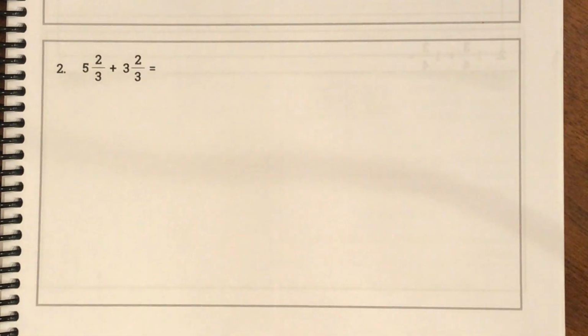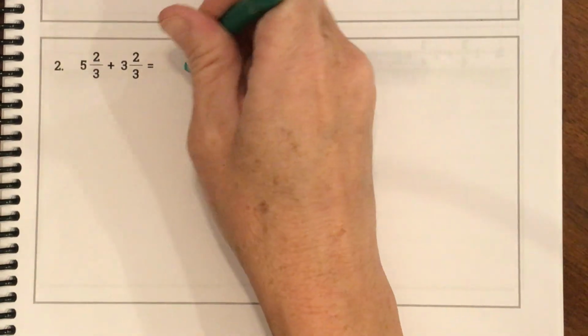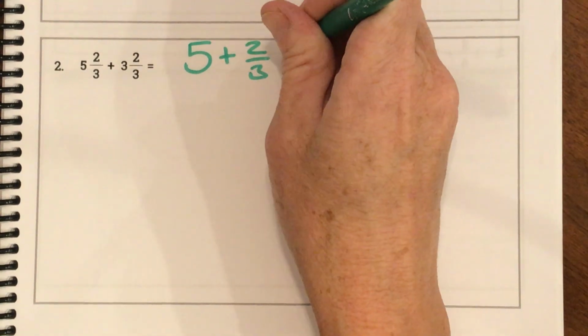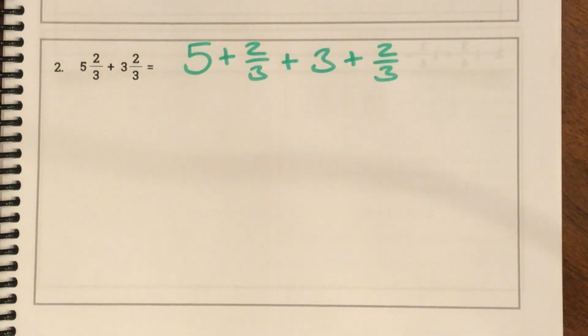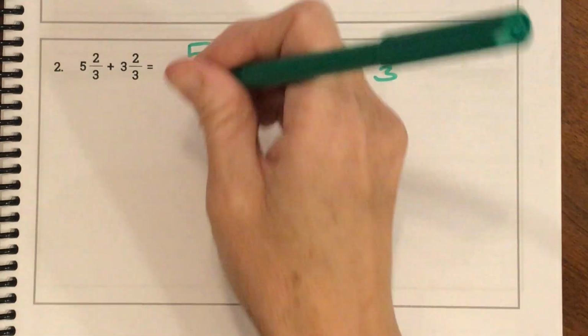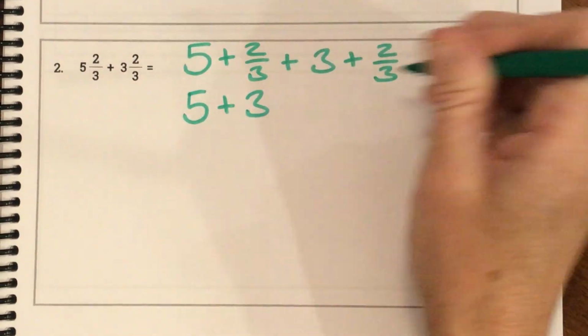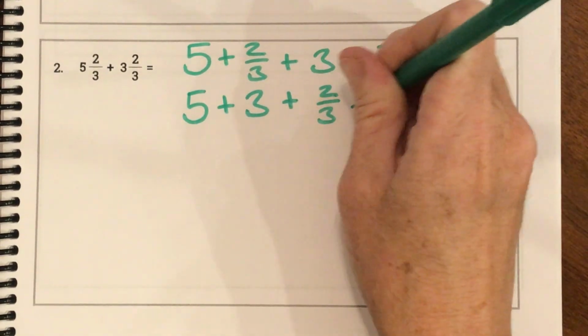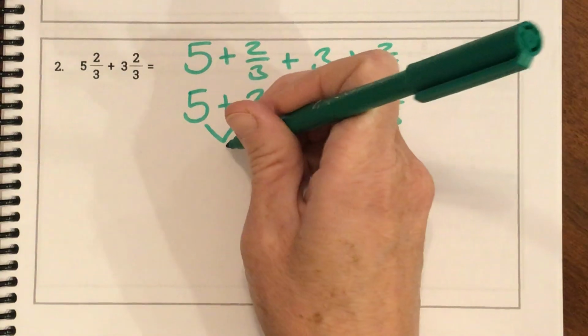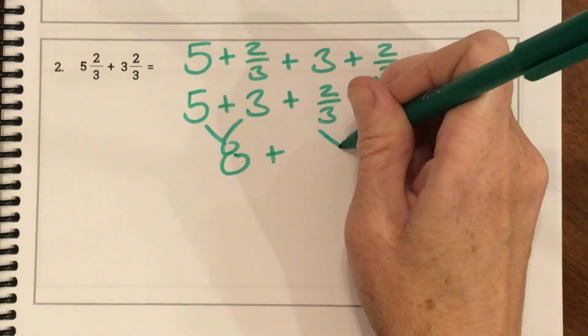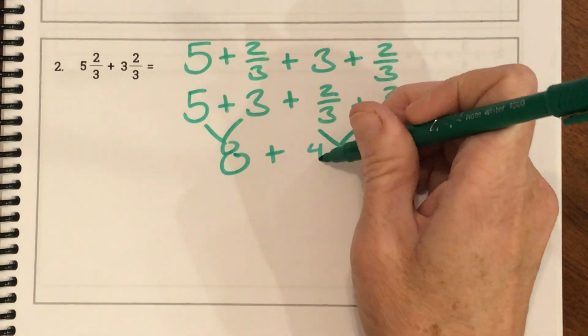Okay, let's look at our next one. We have 5 and 2/3 plus 3 and 2/3. Okay, so let's decompose first. So we're gonna have 5 plus 2/3 plus 3 plus 2/3. Okay, now let's rewrite using the commutative property. So we're gonna put our whole numbers together and our fractions together. Okay, now let's add our whole numbers. 5 plus 3 is 8. And let's add our fractions. 2/3 plus 2/3 is 4/3.